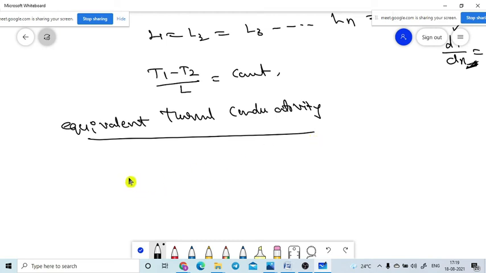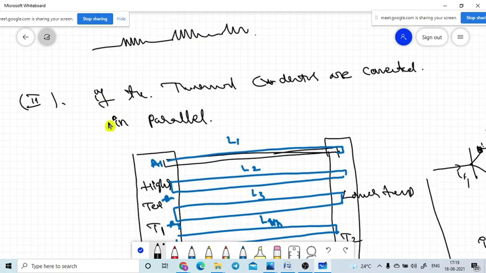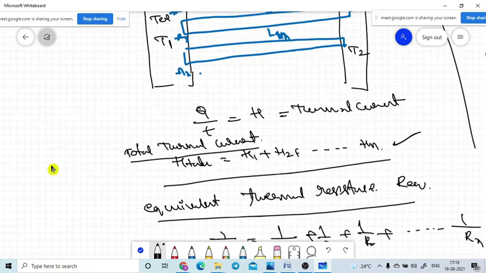Thermal conductivity means what? It is the reciprocal of the resistance. Is there any formula above like that? Check that one. 1 by sigma equals R. Yes, that is correct. No, don't take it like that.